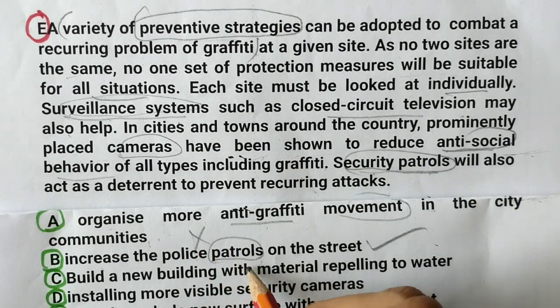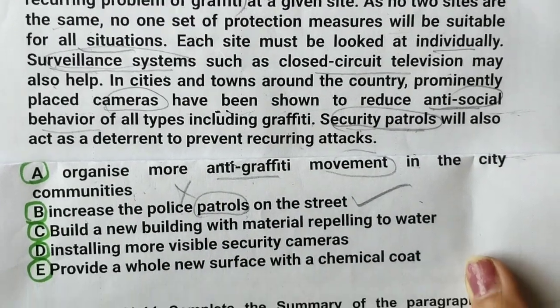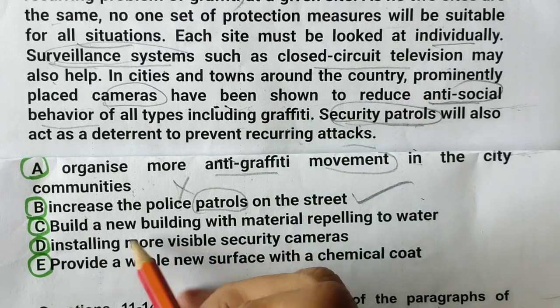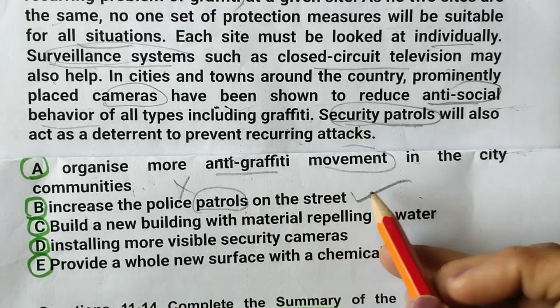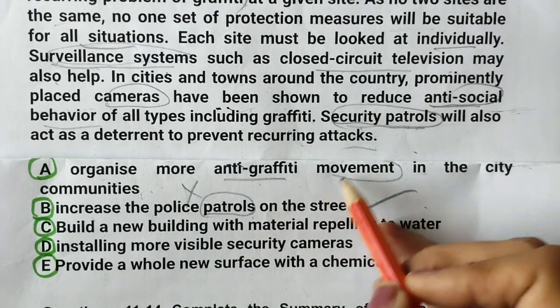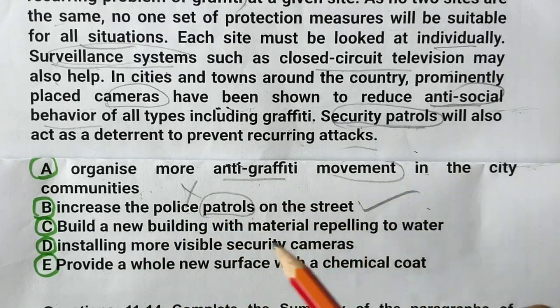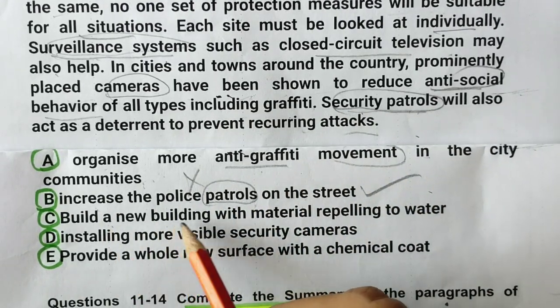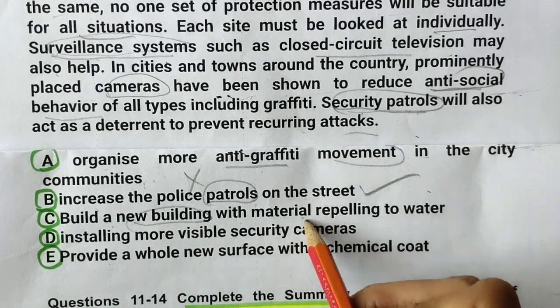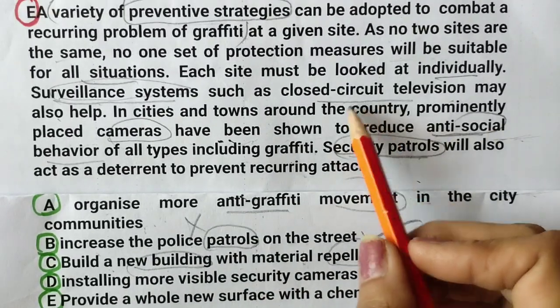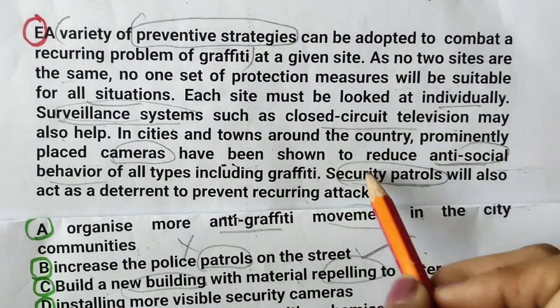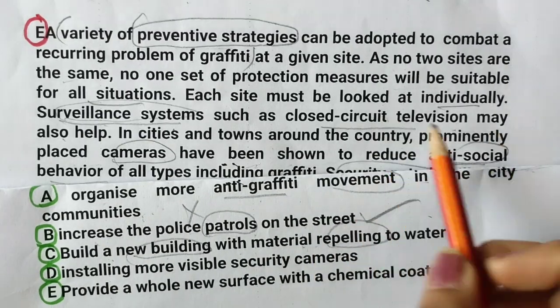If each and every word we will not get in these paragraphs, these readings, just pick up the idea and you can match the things. Yes, indirectly they are talking about increase the police patrol on the streets. Okay, build a new building with material repelling water. So this is also not given, not explained. This idea is also not explained in this paragraph.